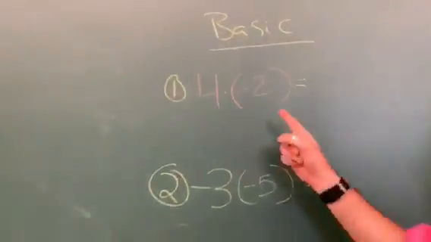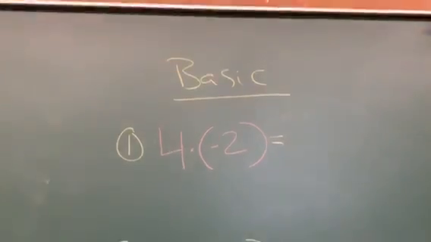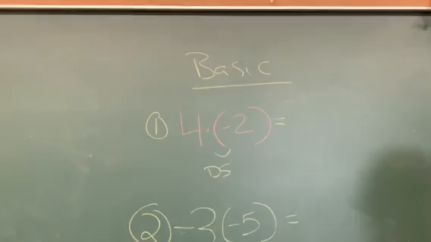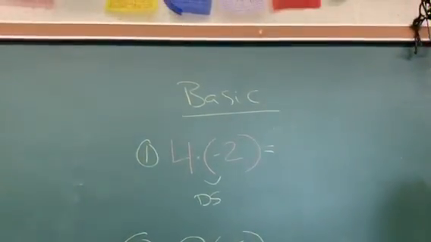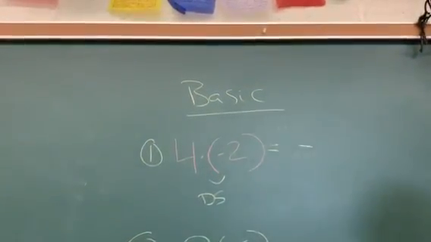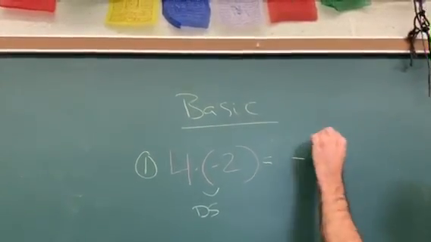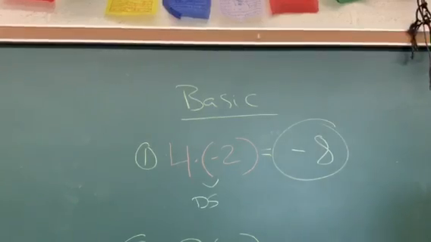So number one, 4 times negative 2. First thing I do is I see that these are different signs. So therefore my answer is going to be a negative. Negative, very good. And then I just multiply. 4 times 2 is 8. 8. Excellent. So our answer is negative 8.